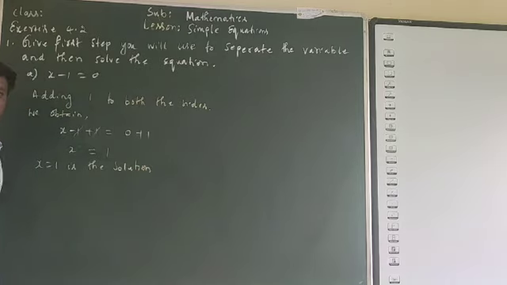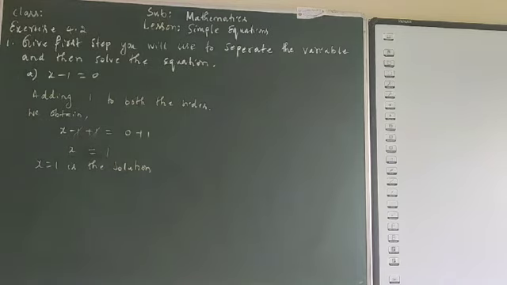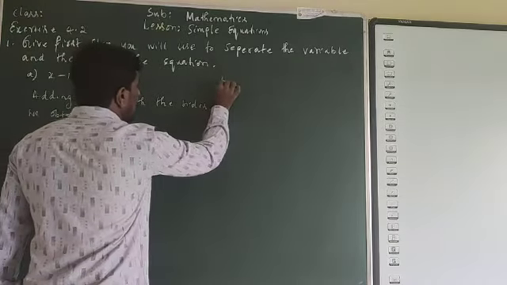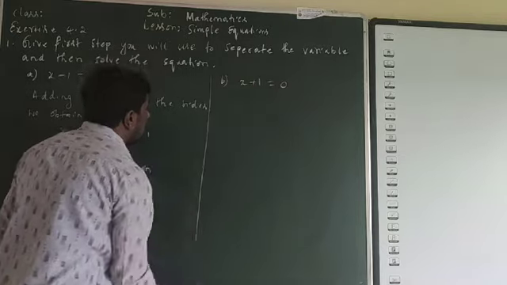Understood? Understood how to separate the variable and how to find out the solution of the equation, right? So we'll go for the next question. If anything is repeated, I will give it as homework. You have to solve it. Okay? So x plus 1 is equal to 0.